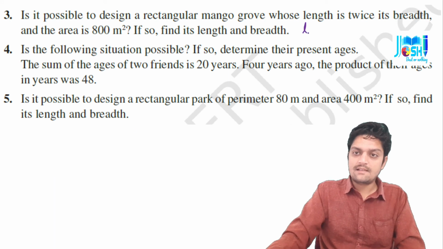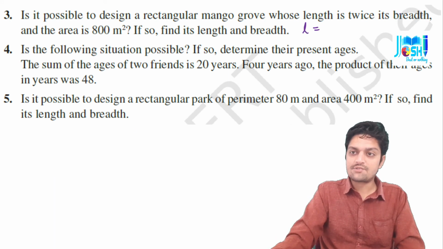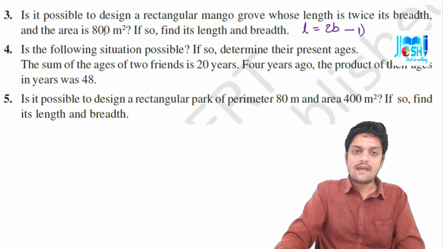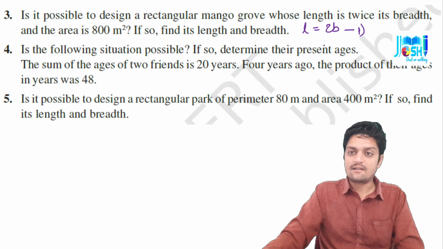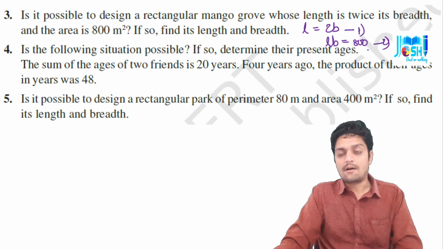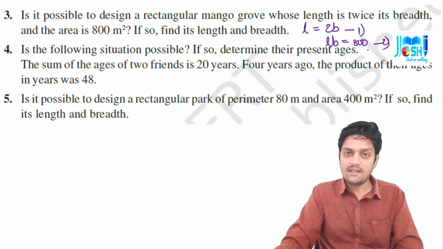Okay, length is twice its breadth. Length is equal to 2b. First equation. Area is 800 meters square, so LB is equal to 800. This is equation number second. Now you have to get the value of L and B.